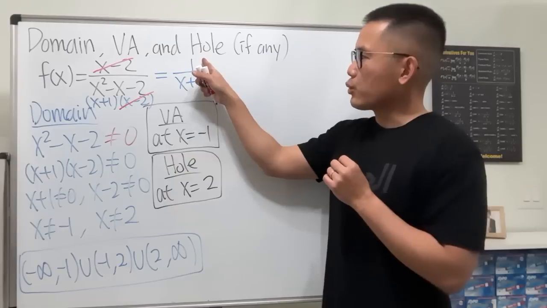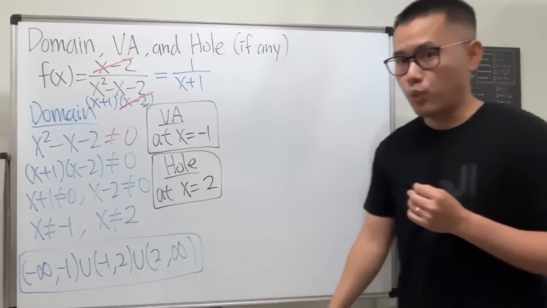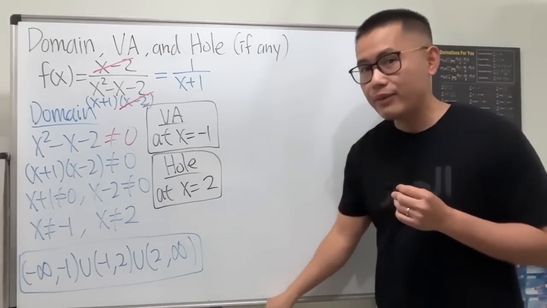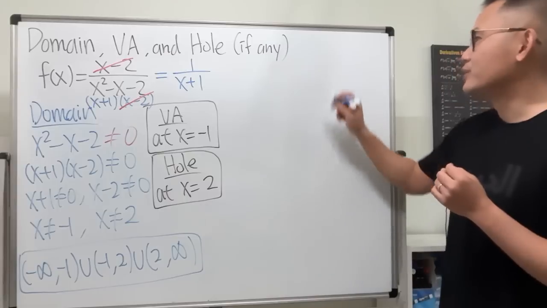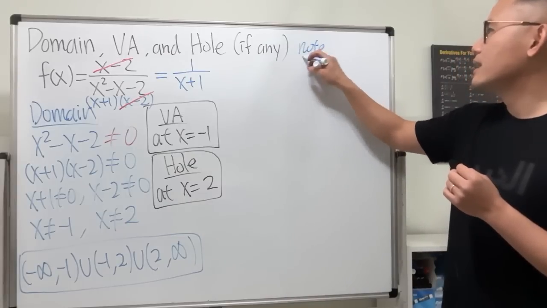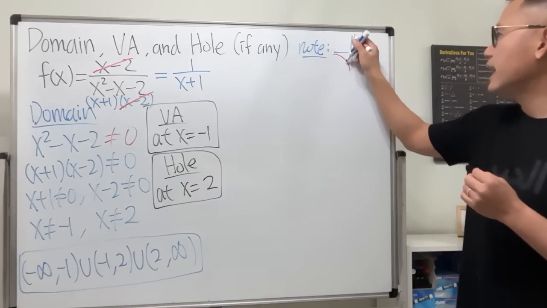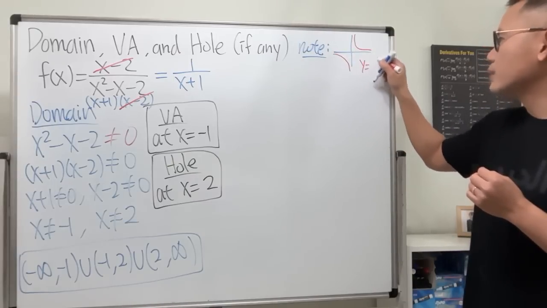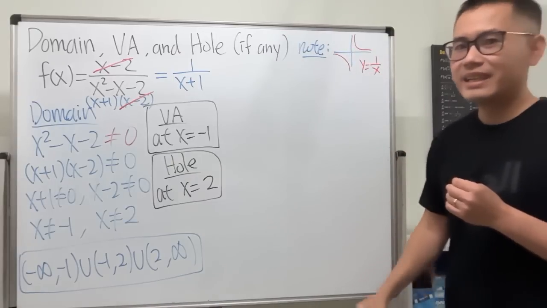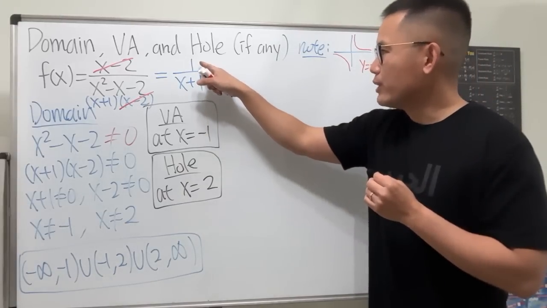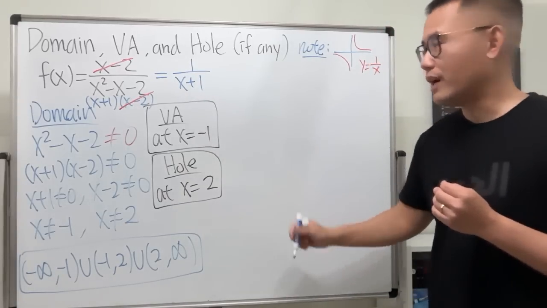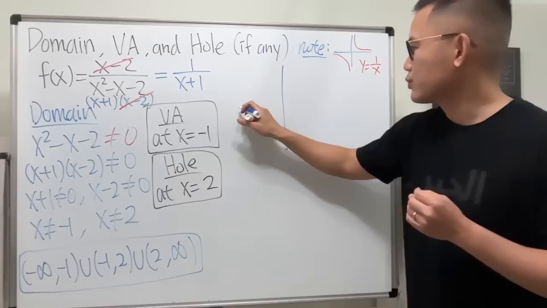So let's take a look at the graph of 1 over x plus 1. To do so, we will have to do a quick review on the original. Note, 1 over x gives you this and that. This is just y equals 1 over x. Then if you want to get 1 over x plus 1, here's the deal. I'll draw it like this.